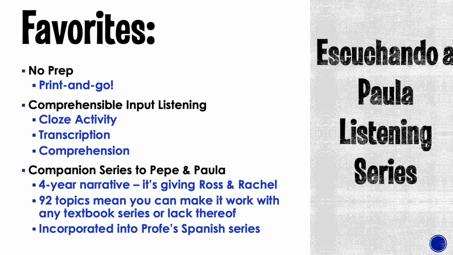And then my favorite part is a full companion series to the Pepe and Paula readings. And if you haven't been using that yet, it's a 4-year narrative following two kids, Pepe and Paula, who meet in freshman Spanish class. She's dating Mateo, who's kind of her no-good boyfriend. And by the time she figures out to break up with him, oh no, Pepe's dating Fabiana, who's kind of controlling and possessive. And then finally by senior year, they figure it out. It's very much giving Ross and Rachel.